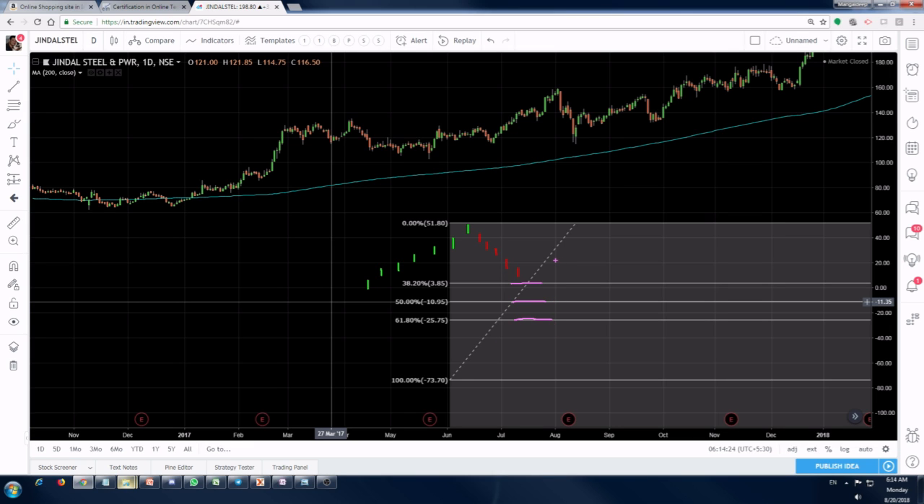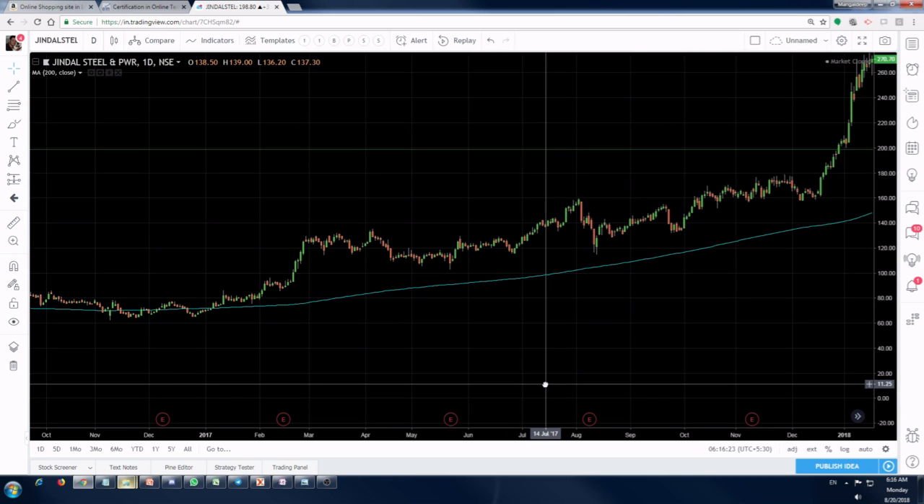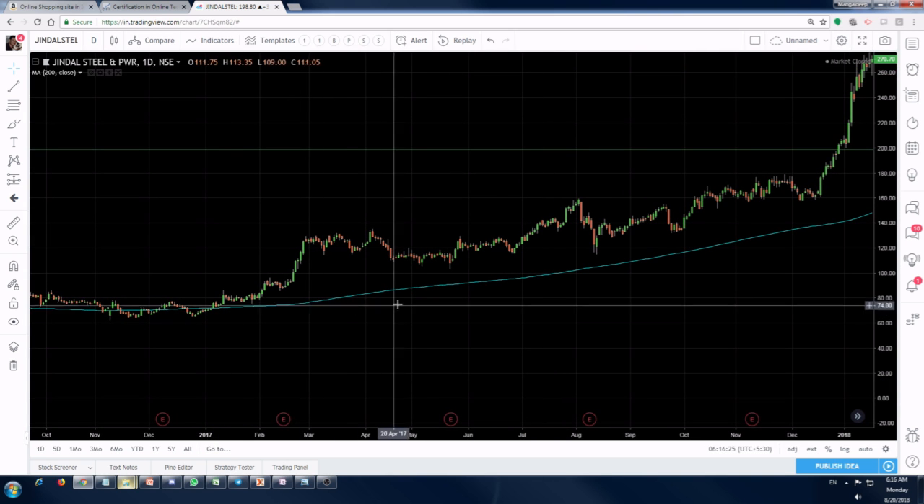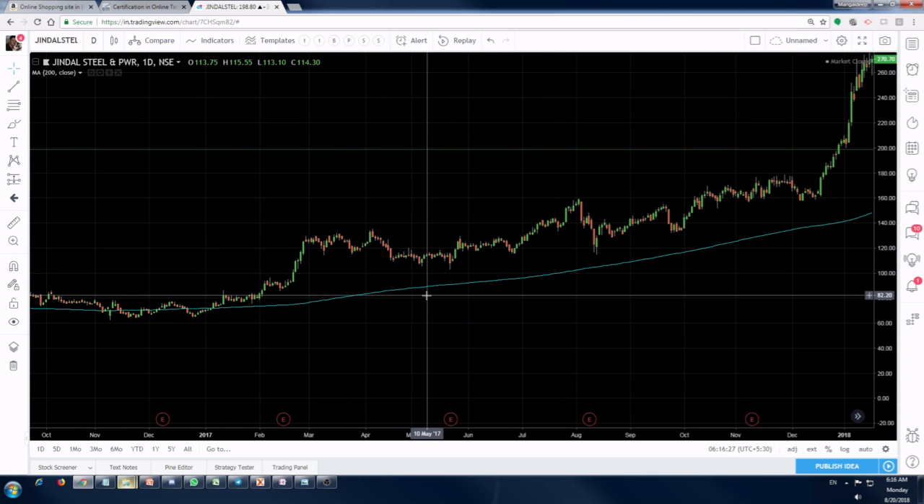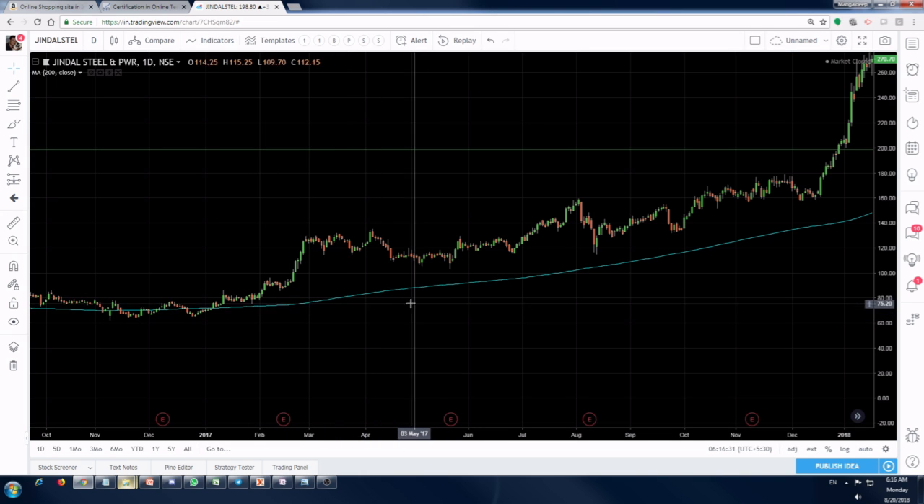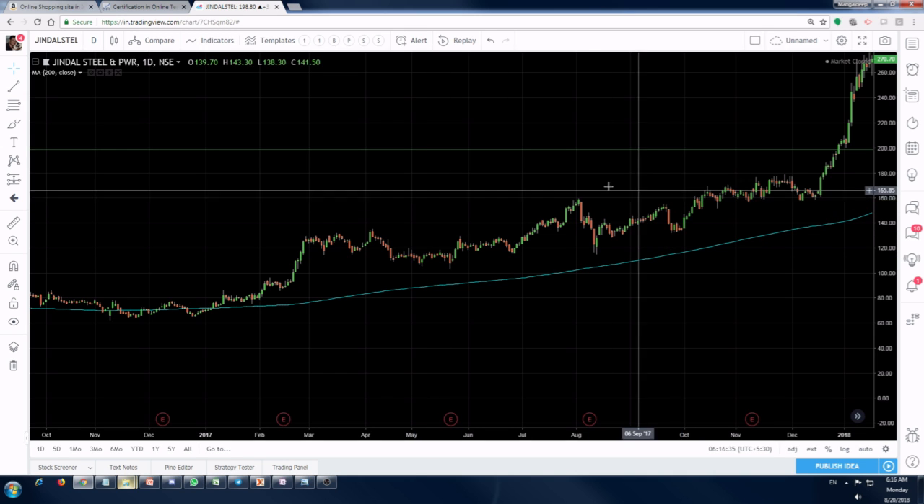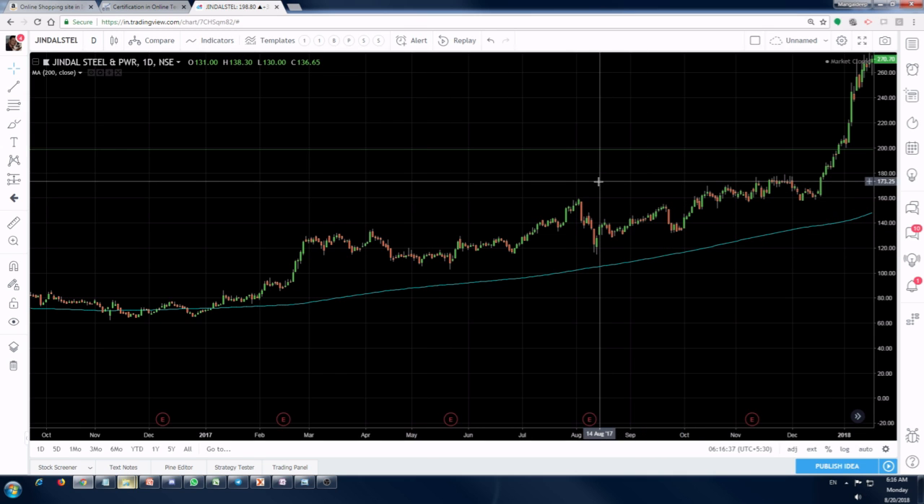Now let's get on to the charts. Let me remove this, and let me bring in the chart here. The blue line that you see here is the 200 SMA, the 200 simple moving average. As a positional trader, you will look to go long in the scripts, making use of the CNC order, the cash and carry order.